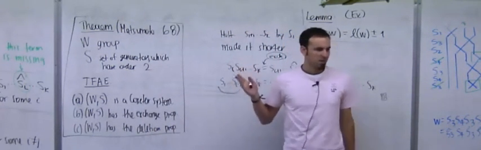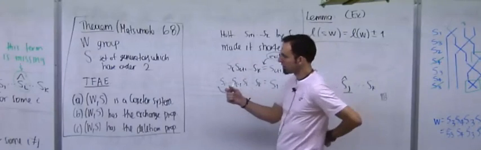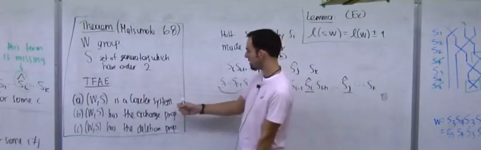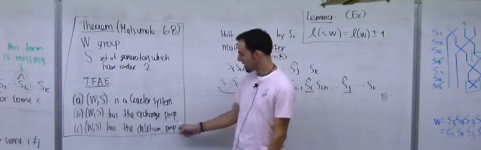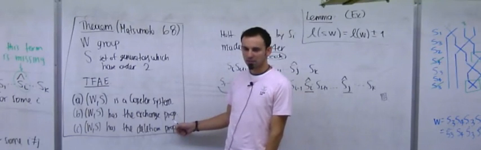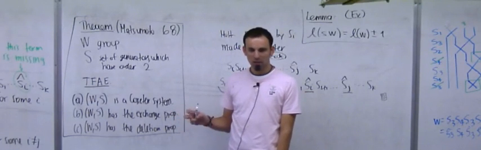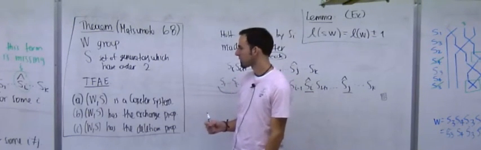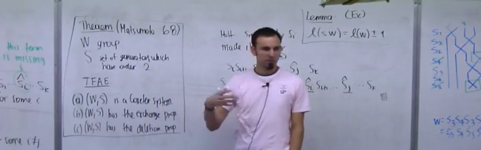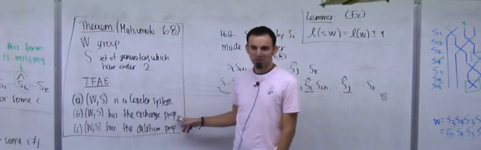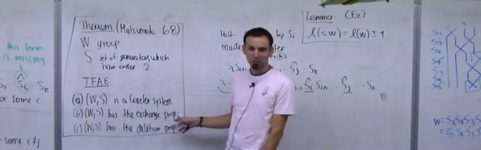I think this is an amazing theorem because it tells you, okay, we just proved two things about Coxeter groups: that Coxeter groups have the exchange property and they have the deletion property. And the amazing thing is that actually these two properties, either one of them, completely characterizes Coxeter groups. So that means that if you just find some group in the street and you ask it, do you satisfy the exchange property? If the answer is yes, that means it's a Coxeter group.